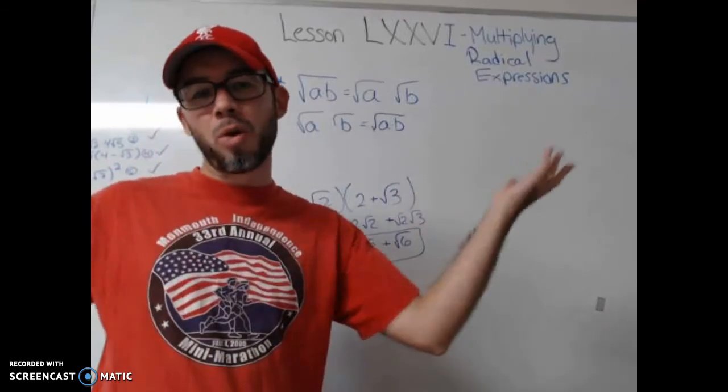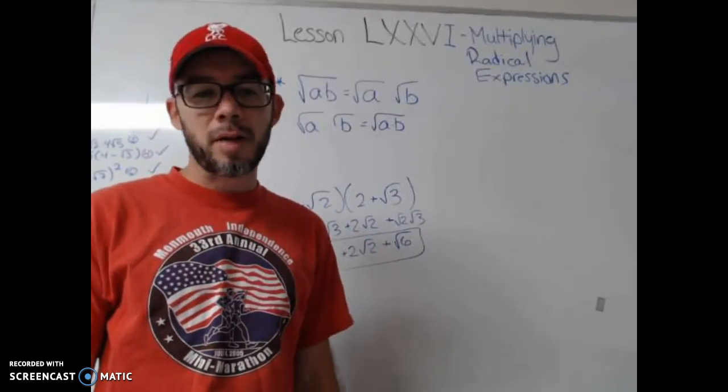Multiplying radical expressions give you a whole bunch of different kinds. The ones in the book are going to have to look something like that.